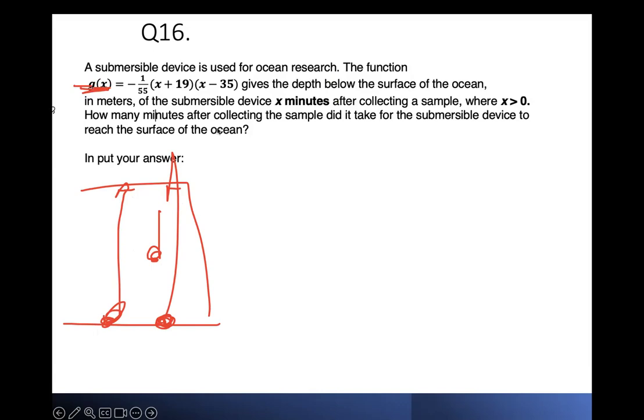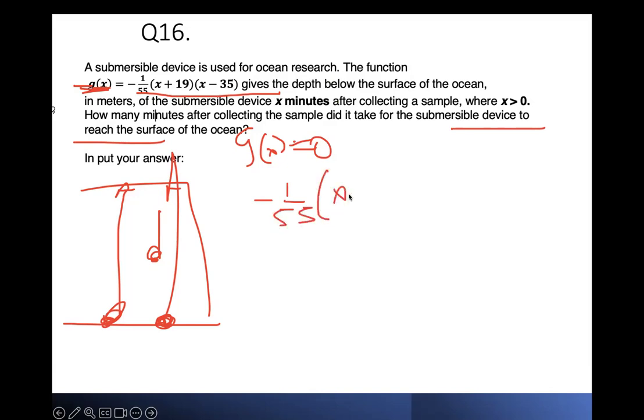The only way you can go back is when the surface is 0. That means G of X is equal to 0. That's the depth. If you're going back, you have no depth below the ocean. They say coming to the surface of the ocean, that means equate all this to 0. That's all, and solve it as a quadratic equation. If you do that, you're almost 80% done with the question. G of X is equal to 0.